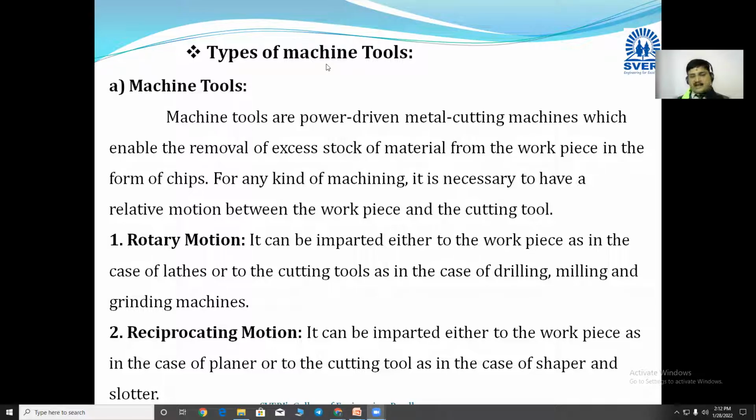Yeah. So now when we are moving towards the next thing, that is types of the machine tool. There are two main types of the machine tool. Number one, in first machine tool, you need to use the rotary motion to cut that particular material. And in second operation, you need to run your cutting tool in the reciprocating motion.